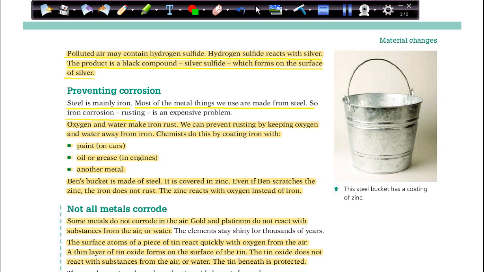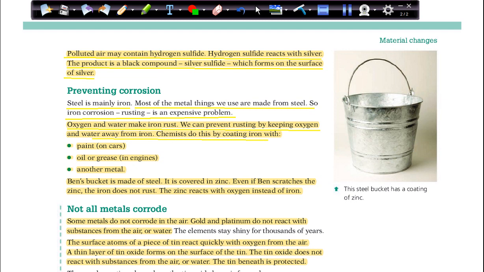So iron corrosion, rusting, is an example. It is an expensive problem, because it might cost us to lose our product. Because this layer, as we said, is soft, it can come off, and we can lose all the material, and we can lose all the steel. Oxygen and water make iron rust. We can prevent rusting by keeping oxygen and water away from iron.